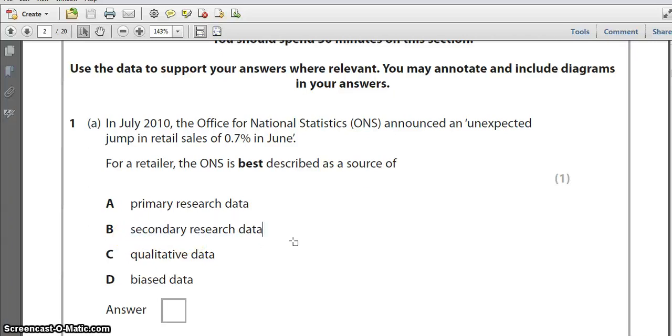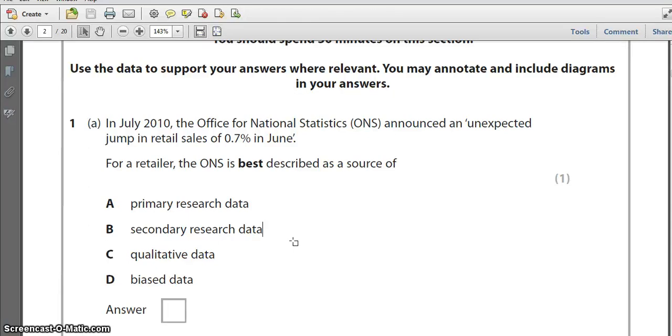secondary research data. If I am a retailer, then if someone else does the research for me, so it's not the retailer that found out what retail sales were, it's the Office of National Statistics. If I'm a shop, if I'm a retailer, and someone else does the research for me, that is a source of secondary research. So you define what secondary research data is. Secondary research data is carried out by an individual or company from outside of the market or outside of the business.